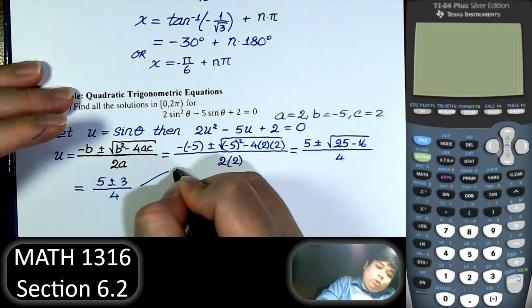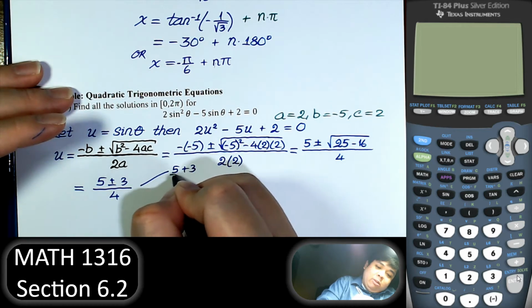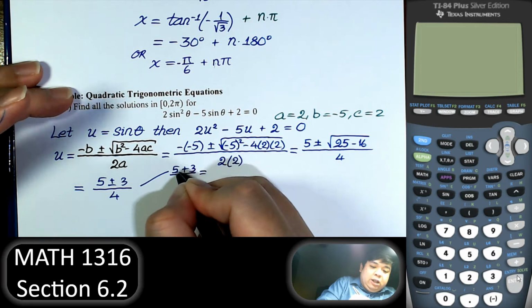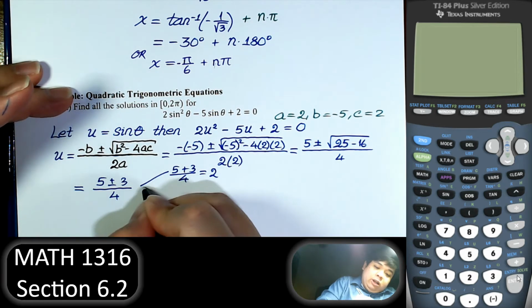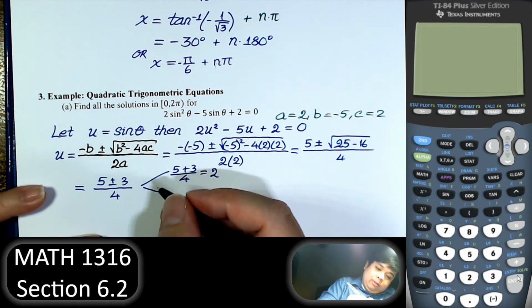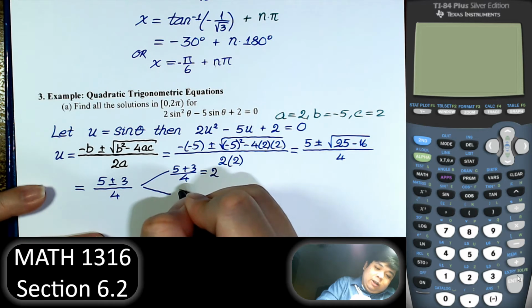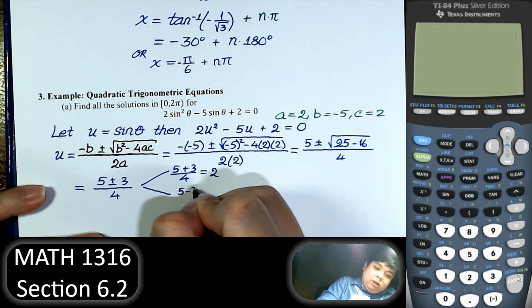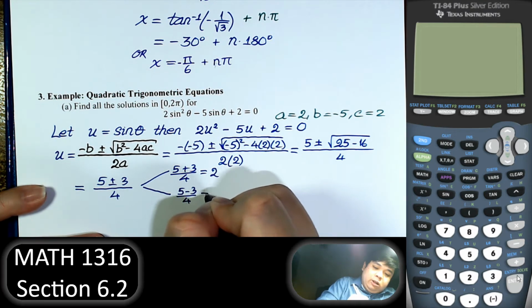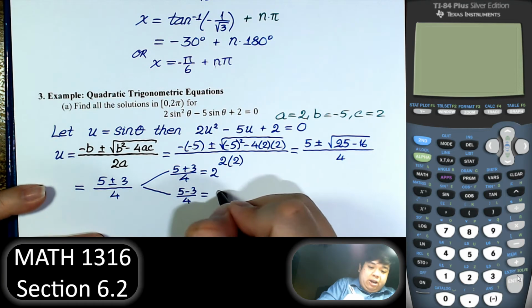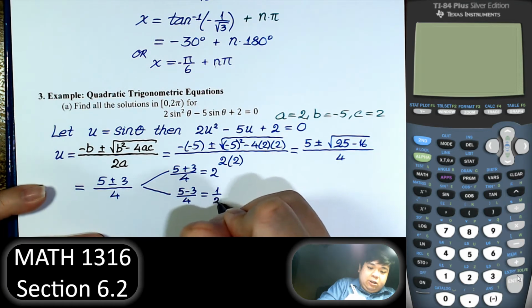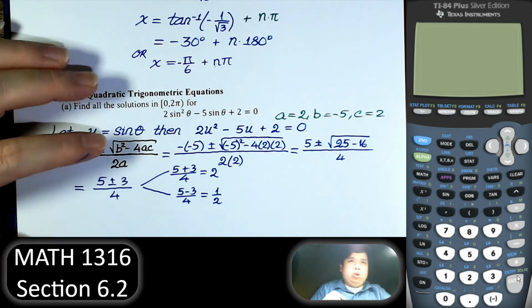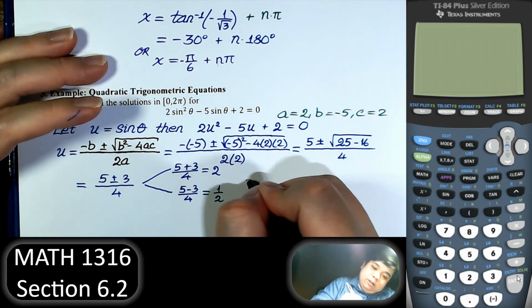So we have two solutions. One of them is 5 plus 3 divided by 4. 8 over 4 is 2. The other one is 5 minus 3 divided by 4, that is 1/2. So I have two solutions, u equal to 2 or u equal to 1/2.